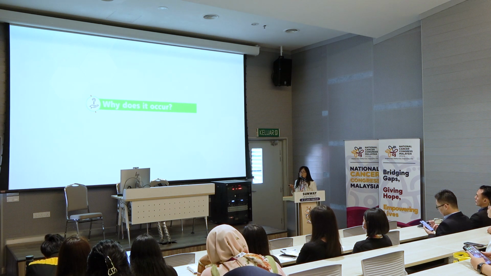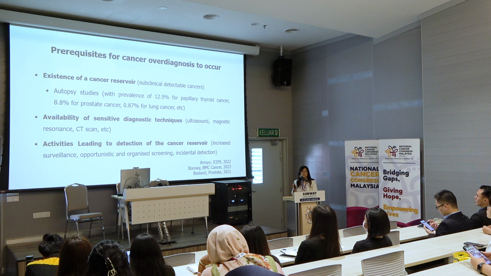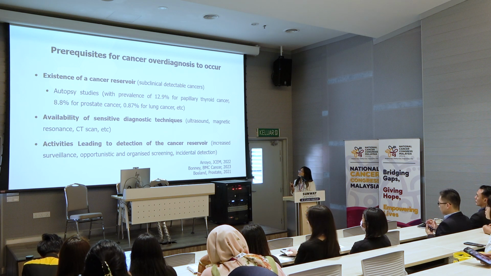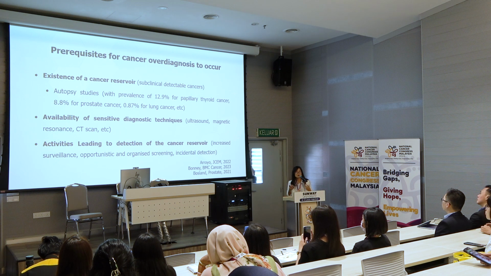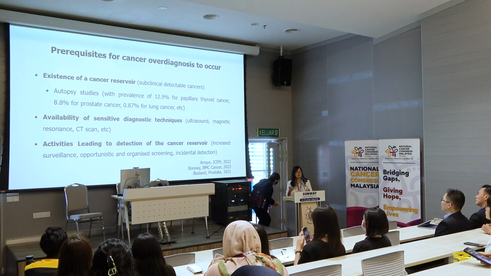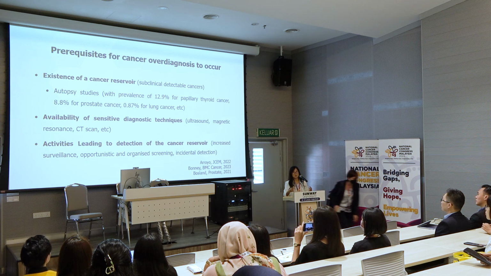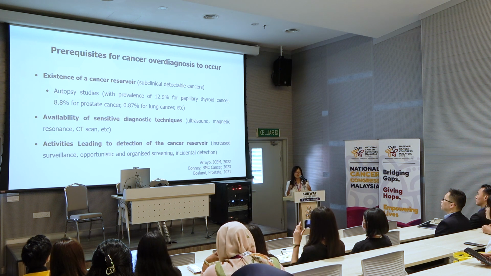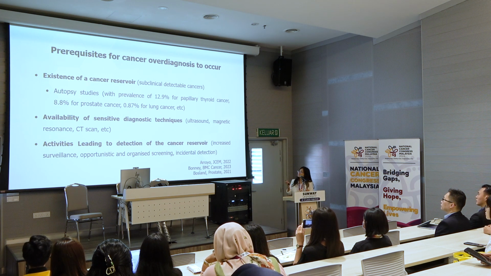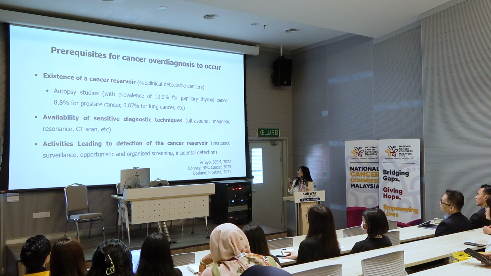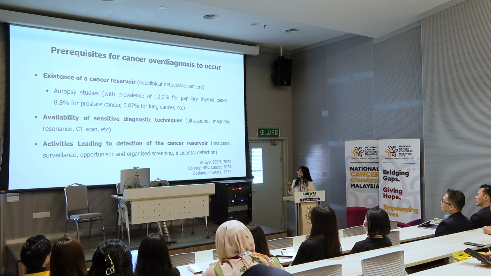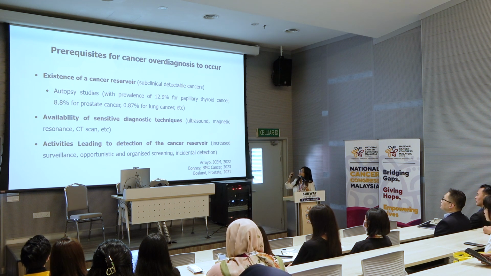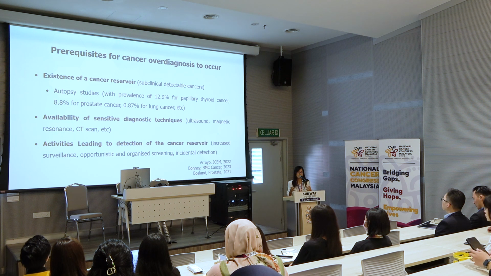The second question, why does overdiagnosis occur? There are 3 prerequisites. The first one is existence of a cancer reservoir. When we think about cancer, we often think of it as a rare disease. In the cancer statistics, we would say how many cancer patients per 100,000 population. But actually, the pool is much larger than we think. Autopsy studies found an average prevalence of 13% for papillary thyroid cancer, almost 9% for prostate cancer, and around 1% for lung cancer. So the pool of subclinical detectable cancers actually is very large.